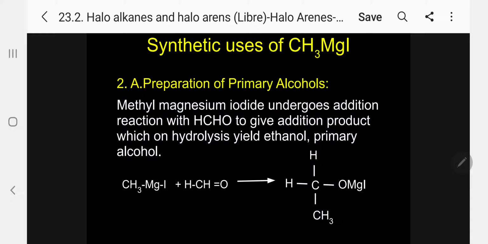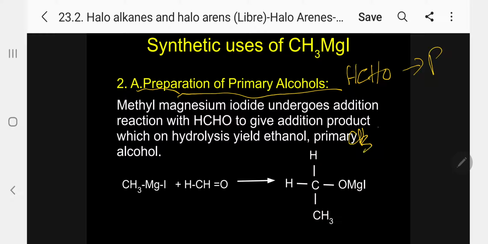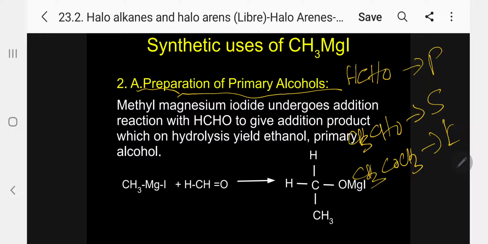So let me concentrate first on primary alcohol. Kindly follow, here we are going to use aldehydes and ketones to form alcohols. My dear students, please memorize this one. If you use formaldehyde, you will get primary alcohol. Any other aldehyde other than formaldehyde, for example acetaldehyde, will give secondary. Any ketone will give tertiary. So, the easy way you memorize this.